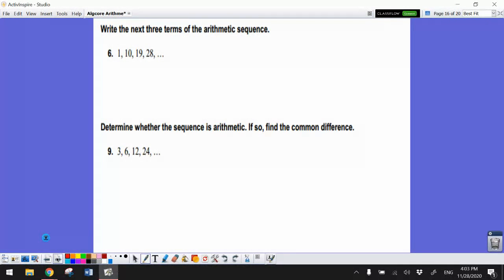All right, so we're supposed to write the next 3 terms of the arithmetic sequence of this one. So we're going from 1 to 10 to 19 to 28, and determine whether or not the next sequence is arithmetic. Take a look at these two, hit pause, see if you can come up with the next 3 numbers, and determine the common difference on the next one.